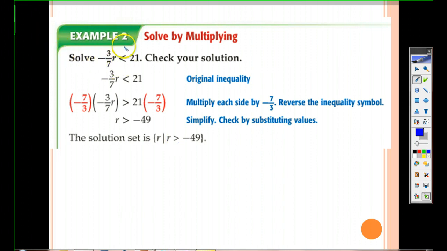If you have an inequality and you're solving for r, if this was an equation, you would normally multiply each side by the opposite inverse, so negative 3 over 7, and that would cross each other out. Negative and negative would make it a positive. When you multiply or divide by a negative number, like we did here, all you do is change this original sign to the opposite way. And the solution set is all real numbers such that r is greater than negative 49.